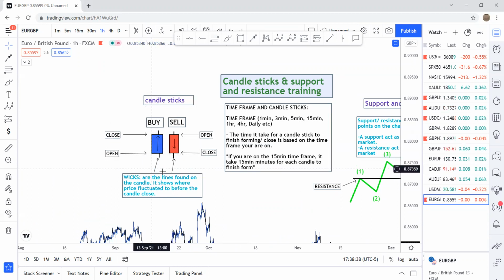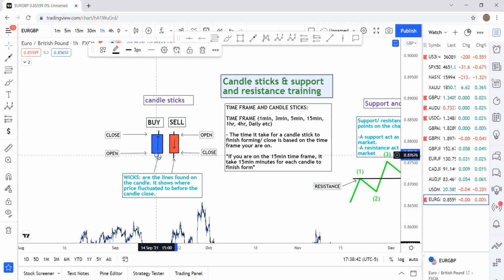Now I know if you guys notice, there are lines sticking out of these boxes, right? Those are the wicks, and we're going to get into that a little bit later. But for right now, I want you guys to focus on the actual rectangle of the candle. That's considered the body of the candle. And for a buy candle, meaning that price is going up, a sell candle's price is going down.